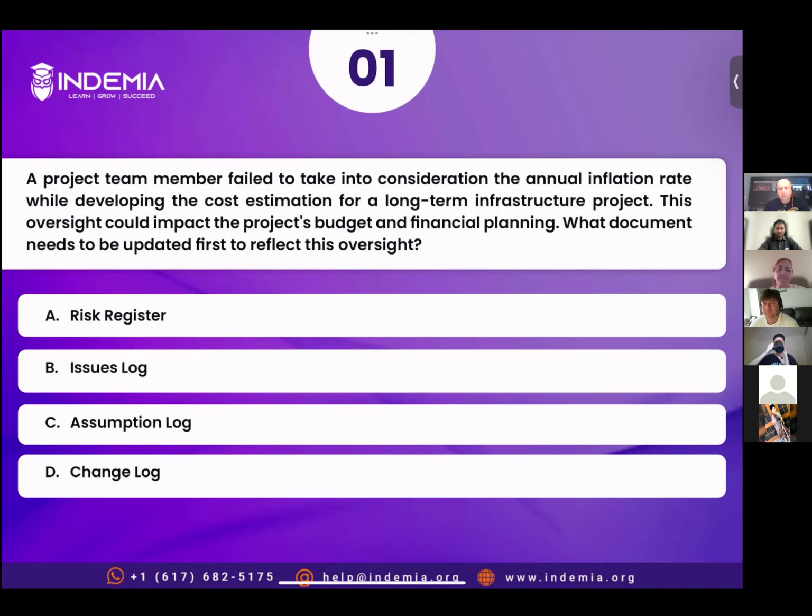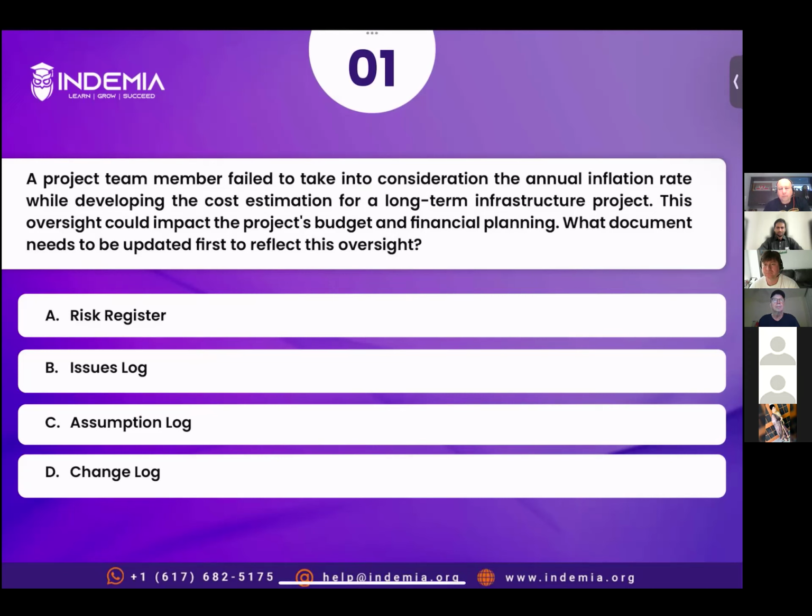All right. Nikki, you have chosen option A. Yeah, I was thinking that it would be a risk because it would be something that they didn't consider. I think that has nothing to do with assumptions or changes because it hasn't happened yet, and that it's not an issue yet, like Robin said. So I think that it would be on the risk register.